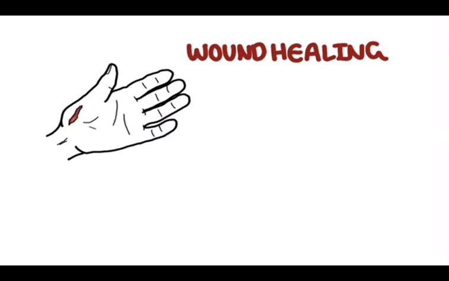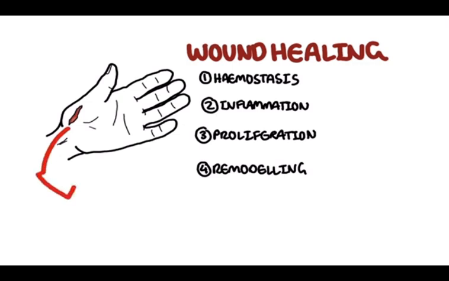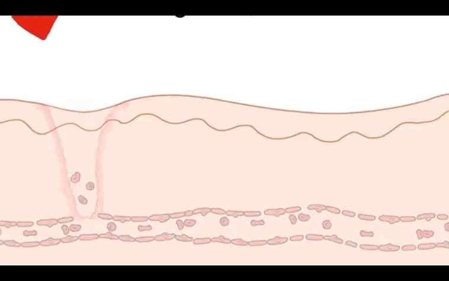characteristic cellular populations and biochemical activities. These phases include hemostasis, inflammation, proliferation, and remodeling. Let us focus on the first phase of wound healing, which is hemostasis.